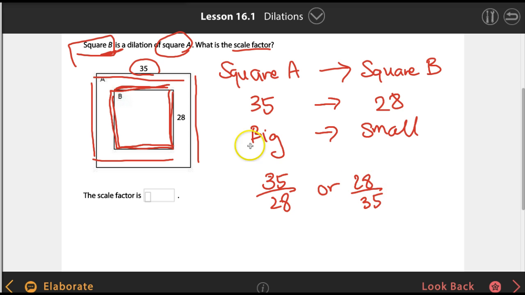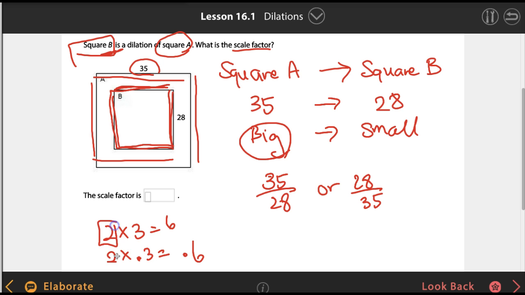Now let's use common sense. If you want to go from big to small, you're going to have to multiply by what? Well, if you multiply by any number bigger than 1, you know it's going to get even bigger. It's kind of like if you have a 2 and then you multiply it by 3, you're going to get 6. But if you go 2 and then you multiply it by a number less than 1, like say for example 0.3, you're going to get 0.6. So you started with 2 on both cases, but you ended up with a bigger number when you multiplied by a number bigger than 1, and you ended up with a smaller number when you multiplied by a number smaller than 1, okay?